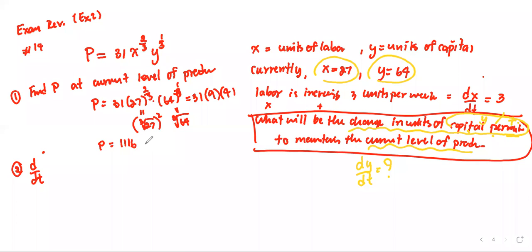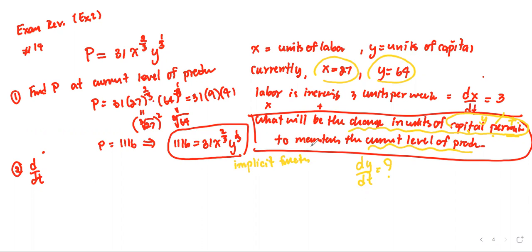So your Cobb-Douglas formula now is 1116 equals 31 times x to the power 2/3 times y to the 1/3. This is the implicit function that we have. Step number 1, we get the implicit equation. The next one, we're going to find the rate of change with respect to time of the implicit function.